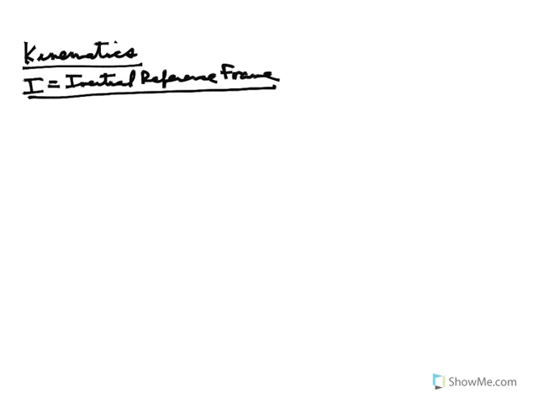We have to describe here the motion of both objects, both the wedge and the block. So we're going to use two reference frames, even though there's no rotation, and I'm going to explain that in just a minute. The first frame is going to be the inertial frame, and I'll denote that I. And the second reference frame is actually going to be the wedge, and I'll denote that W.